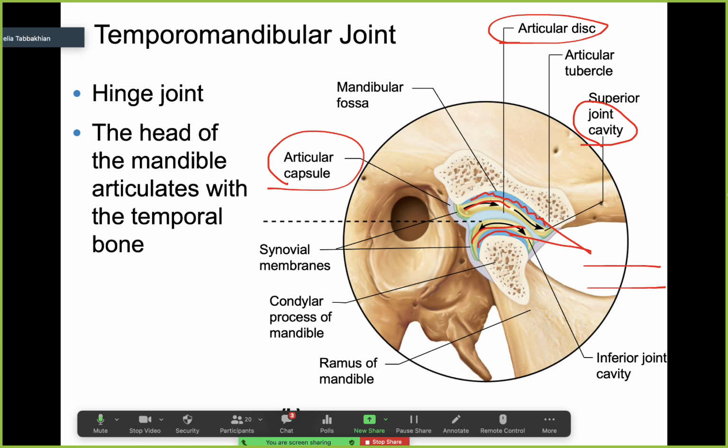So if you notice, the items that we had labeled in the initial synovial joint picture are going to come up just the same, but in slightly different locations, just based off of the structure of the joint. So this is considered a hinge joint, and it articulates the temporal bone with the mandible.